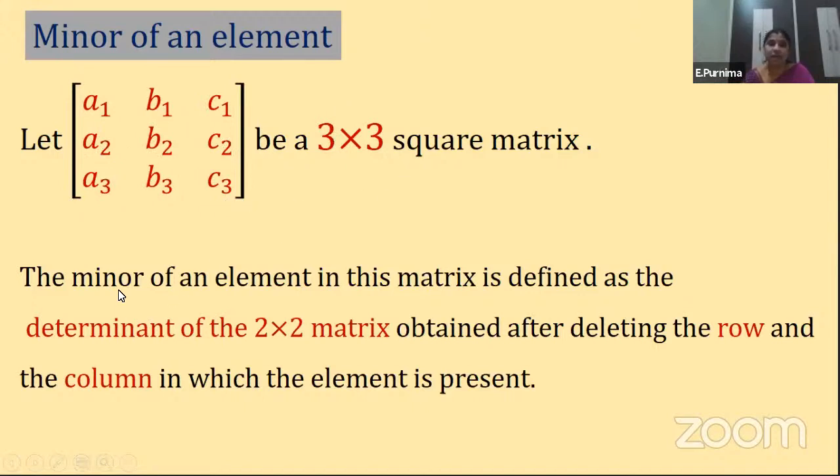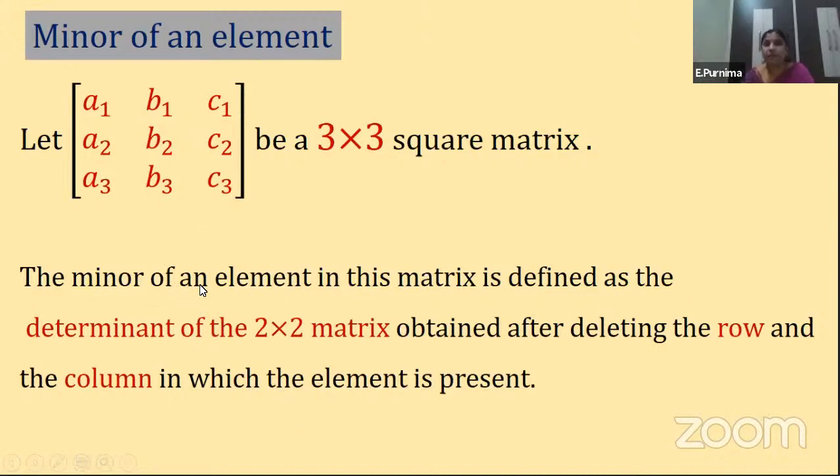Then what is the minor? The minor of an element. We are talking about the minor of an element. We can find the minor only for an element, children, not for the entire matrix. For each element, we can find the minor. So how many elements are there here? Total 9 elements are there. So for each element of the matrix, we can find the minor. So what is that minor? Actually, what does a minor mean?